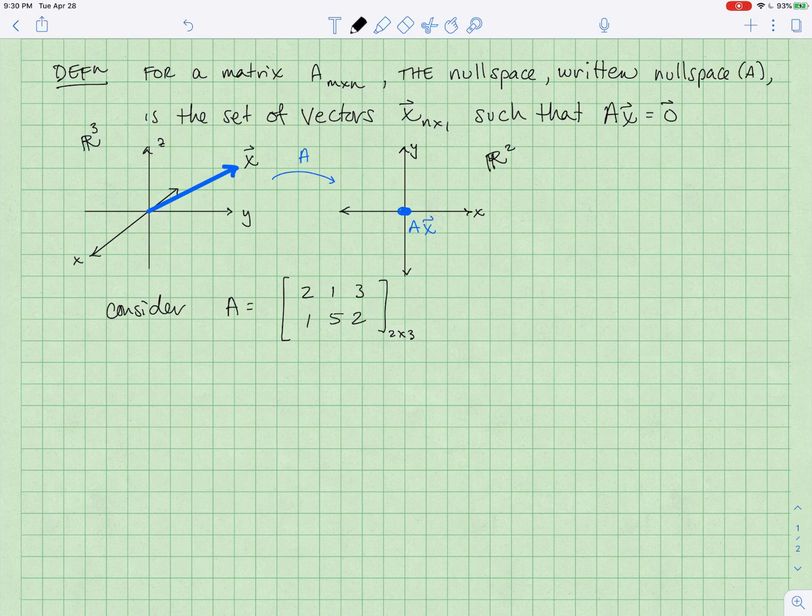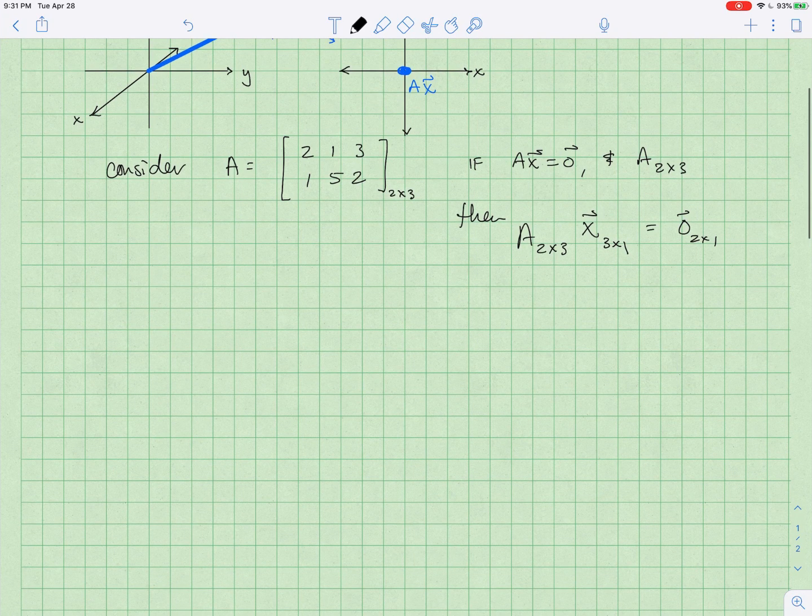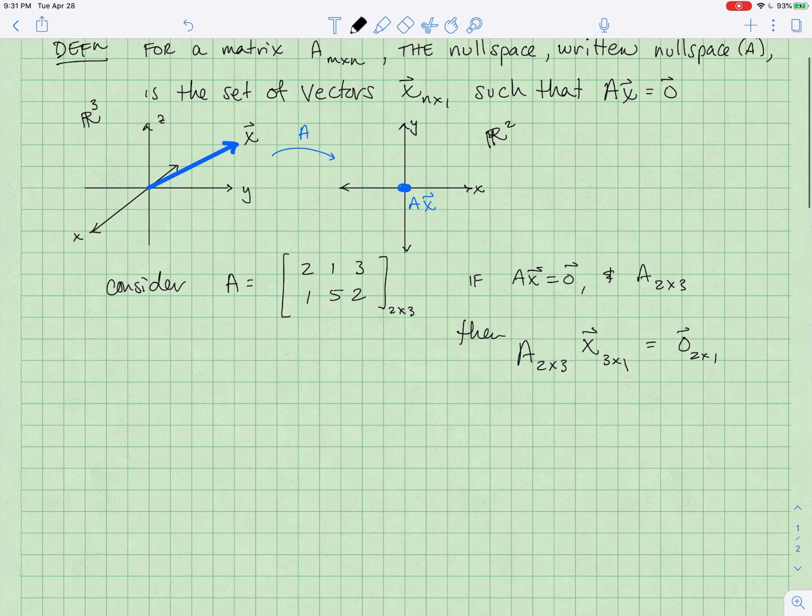And if we're going to multiply this by a column vector, if Ax is going to equal the 0 vector, and we know A is 2 by 3, then a 2 by 3 is going to have to be multiplied by an x that's 3 by 1, a column vector. And that's going to give me a result that is the 0 vector that is 2 by 1. So effectively this is a mapping from one space, in this case R3, to another space R2.